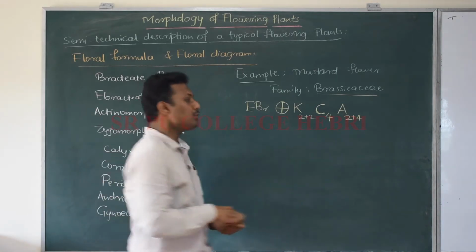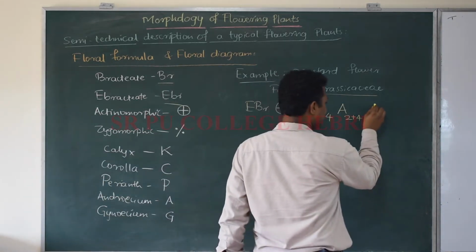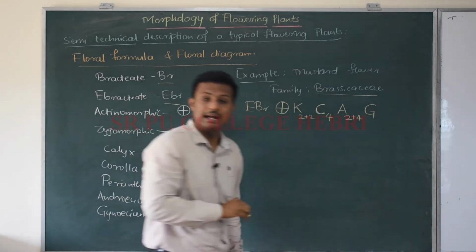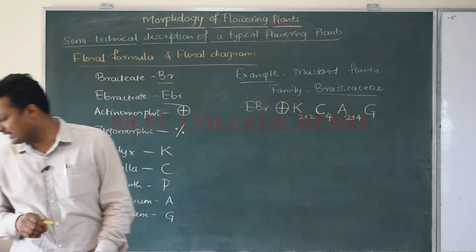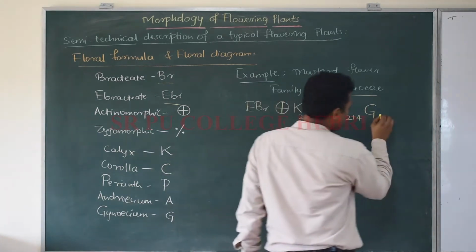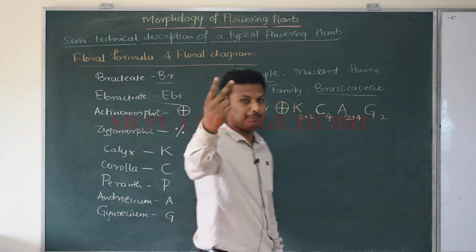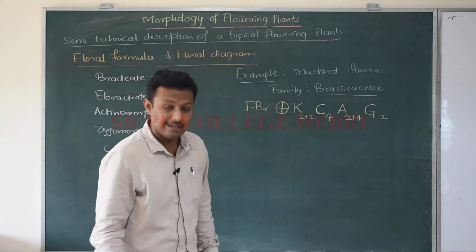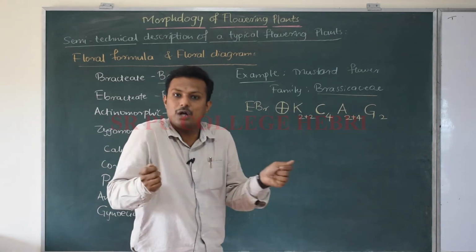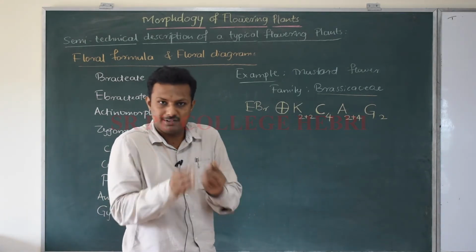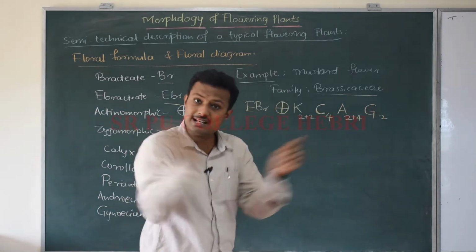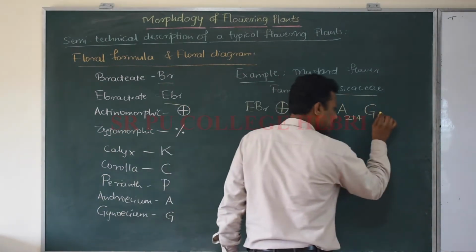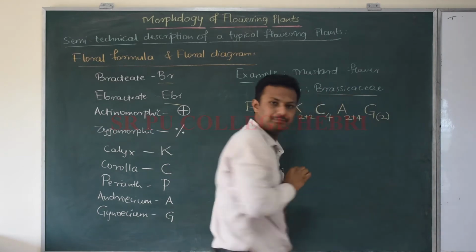Then gynoecium is represented with the letter G, and how many carpels or pistils are there? That is represented with the number 2, because it is a bicarpellary ovary. There are 2 carpels, whether they are syncarpous or apocarpous. If they are apocarpous, that means free, then you need not bracket that 2. If it is a syncarpous condition, then you just have to bracket it like this.